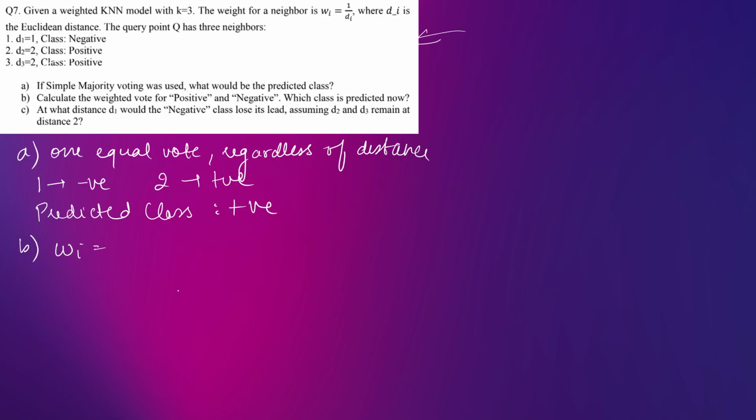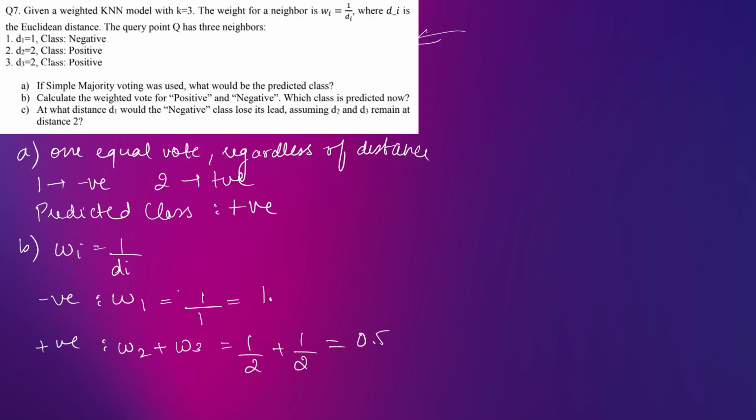So we are given a weight formula 1 upon d of i. So weight for negative, W1 is equal to 1 by 1, which is equal to 1. For positive, it will be W2 plus W3, 1 by 2 plus 1 by 2, you get it as 1. Since weights for both the classes is 1, there is a tie.